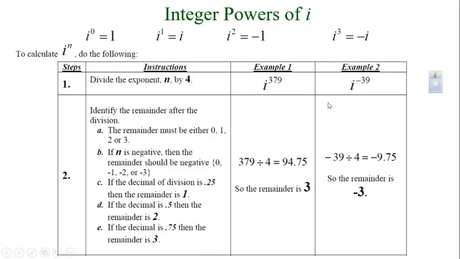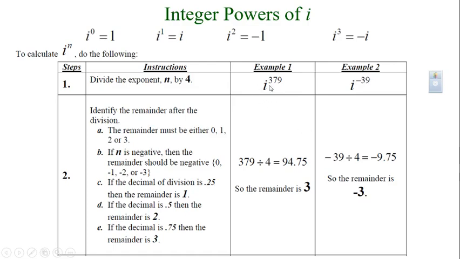Now, to figure out the simplified version of I raised to an integer power, here's the process. First step, divide that exponent by 4. Again, remember you have 4 possible remainders. If the remainder is 0, that's because the number is a multiple of 4, and the other remainders are 1, 2, or 3. If your exponent is a positive number, write your remainder as a positive remainder. If your exponent is a negative number, write your remainder as a negative number.